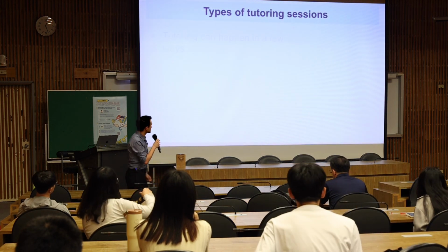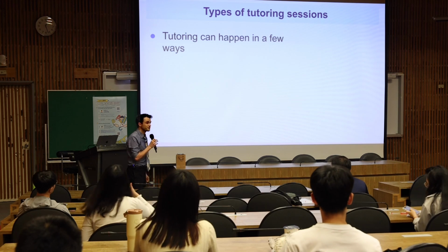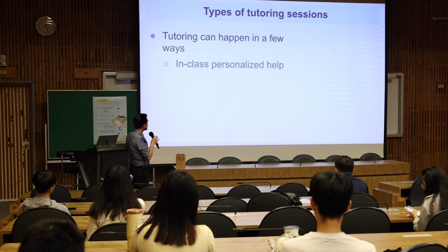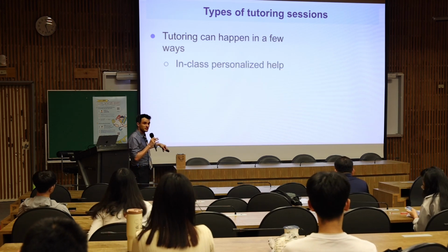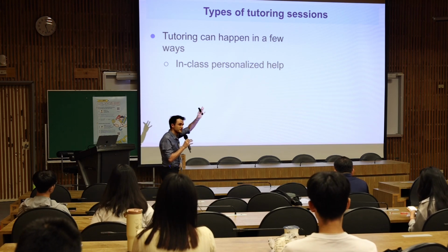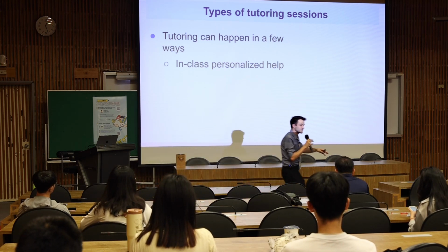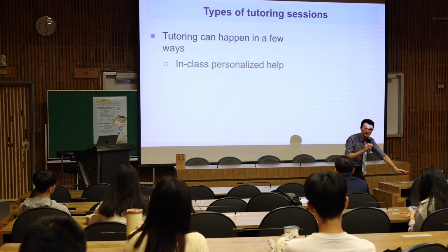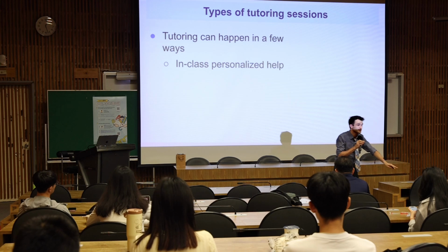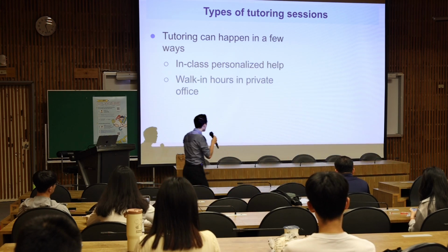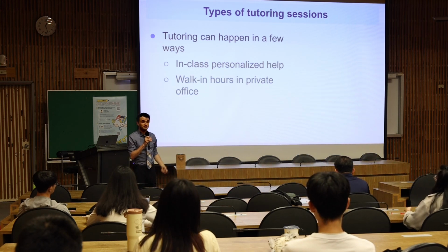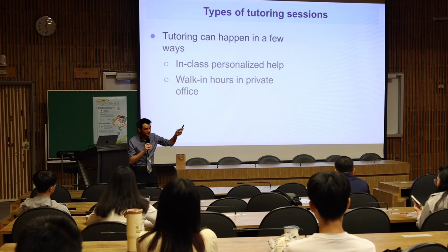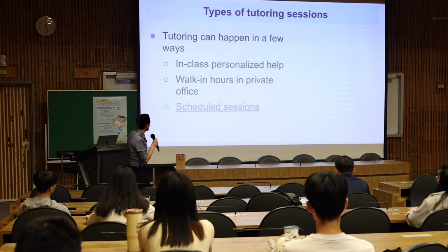So, the types of tutoring sessions. Tutoring can happen in a few ways. In-class personalized help: if you say, excuse me, can I ask a question really quick, and then you go over and give help just a little bit. That's really quick, maybe 10, 20, 30 seconds. Walk-in hours in a private office: you're sitting in your office and a student knocks on the door and asks for your help.